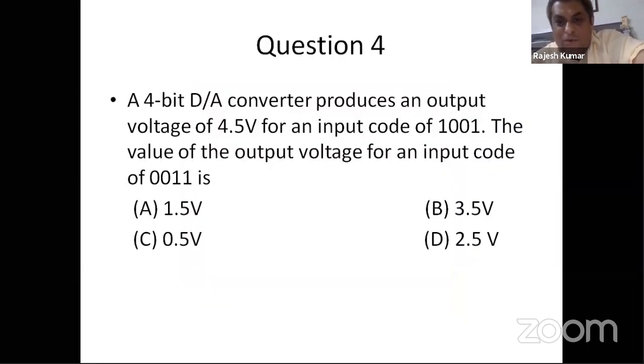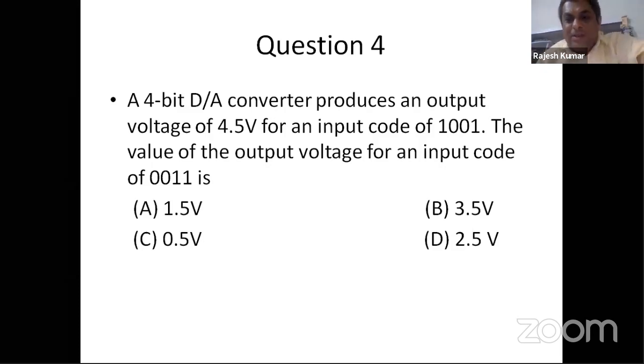Then I have one more question, on the DA converter, which you might have studied. There are many types of converters. Digital to analog converters can be of three types: binary weighted, then the R2R ladder network, and one more type. Similarly, we have ADCs, analog to digital converters, like the successive approximation type, and one or two more, such as the dual slope method.